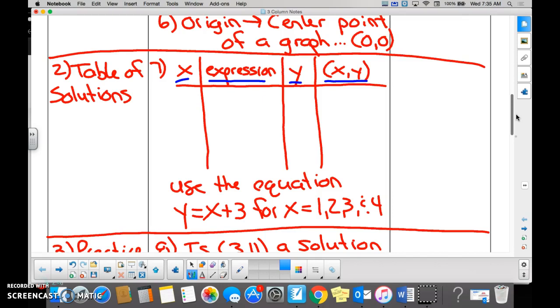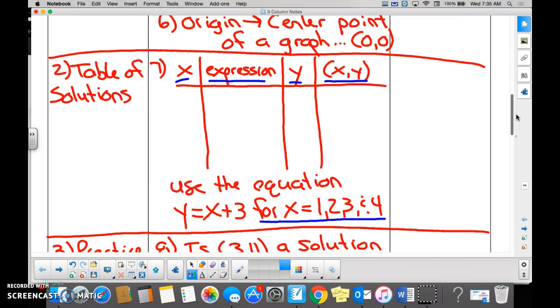So what we're going to do is we're going to use the equation y equals x plus 3 for x equals 1, 2, 3, and 4. So we're going to plug in 1 for x, 2 for x, 3 for x, and 4 for x, all separately and individually. If we do so, I'll work on the left side here of our 3-column notes.